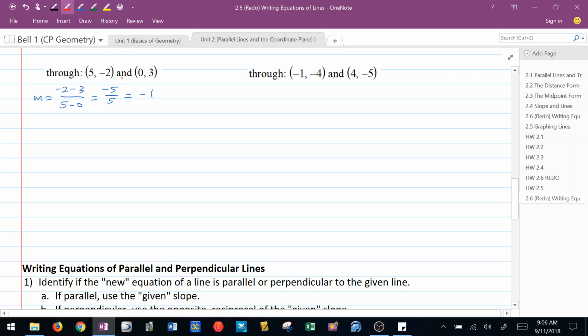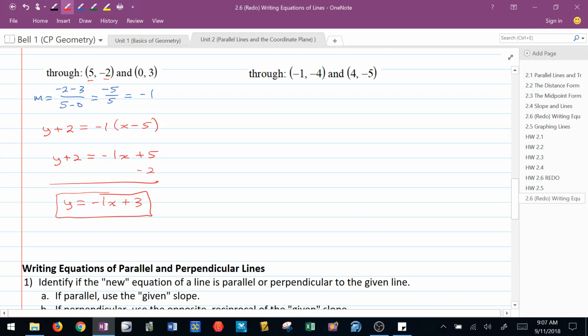All right? Remember, this is x and this is y. So I have y plus 2 minus negative 2 equals negative 1 times x minus 5. Two steps: y plus 2 equals negative 1x plus 5. Distribute the negative 1. Subtract the 2. Y equals negative 1x plus 3. Now I have the equation in slope-intercept form.